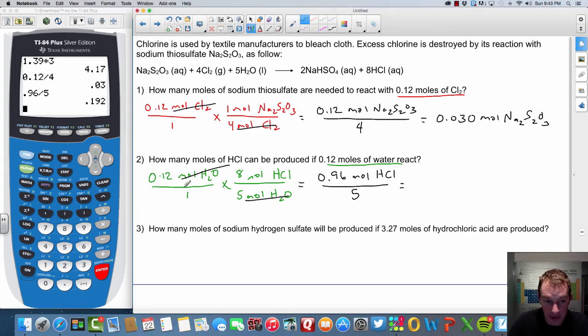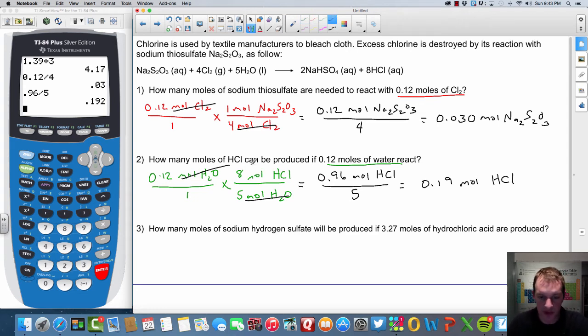We want to maintain our 2 significant figures, so we'll call that 0.19 moles of HCl. Okay, and this is going on faith that 0.12 times 8 is 0.96, which it is. Okay, last example. All right, and we'll go to blue ink this time.